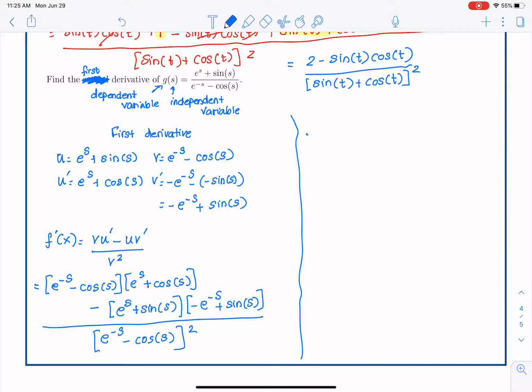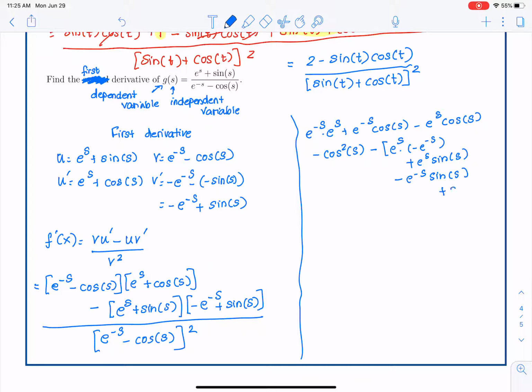Distribute and simplify: e raised negative x times e raised s plus e raised negative s times cosine s, minus e raised positive s times cosine s, minus cosine squared s, minus e raised s times negative e raised negative s, e raised s times sine s, minus e raised negative s times sine s plus sine squared s, divided by e raised negative s minus cosine s squared.